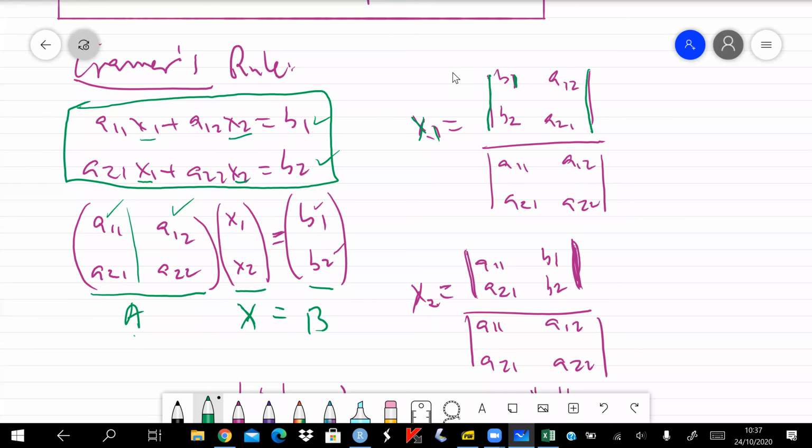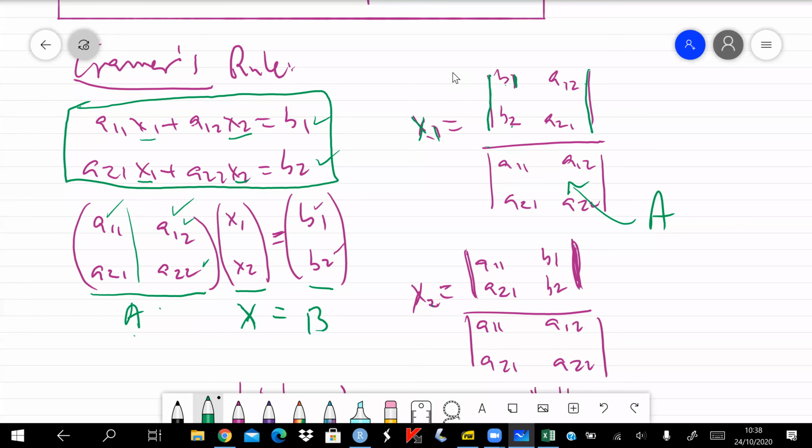So you replace the values of the first column with the matrix B. So you have B1 and B2, then the second column remains. Then divide by the entire matrix A. So this is matrix A, this is matrix A without changing a thing.